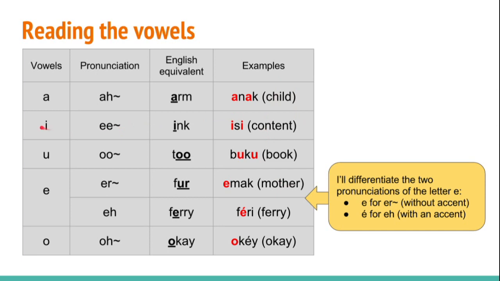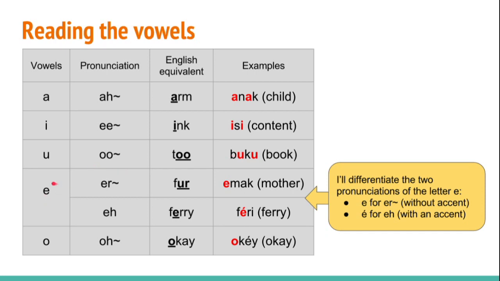All right. Next up is the letter I. This letter has the pronunciation E, for example in the English word ink. So, E, ink. In Malay, you see one of the examples, isi, meaning content. Next up is the letter U. It has a U sound, for example in the English word too. In Malay, it is the word buku, which means book.